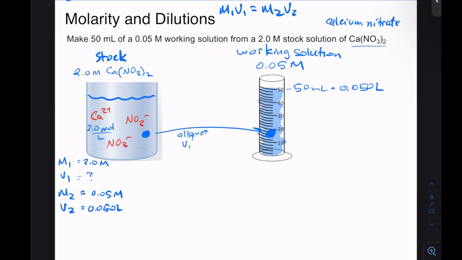Mathematically, though, it's a simple ratio. It's the M1V1 equals M2V2. So we can write all of that in. M1 is 2.0 molar. V1 is our unknown, and that's going to be equal to M2V2 in our working solution. So the diluted molarity is 0.05 molar, and that volume is in 50 milliliters, but I'm putting it in liters so that my units cancel out, because remember, the units of molarity is moles per liter.